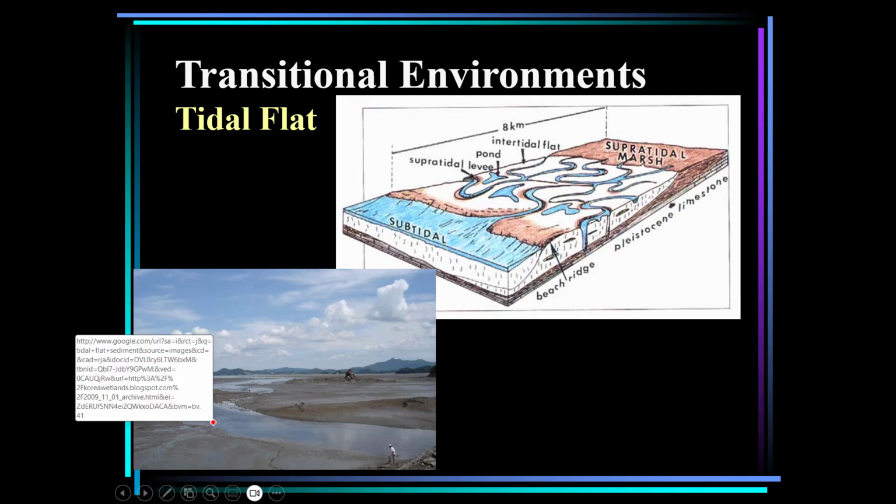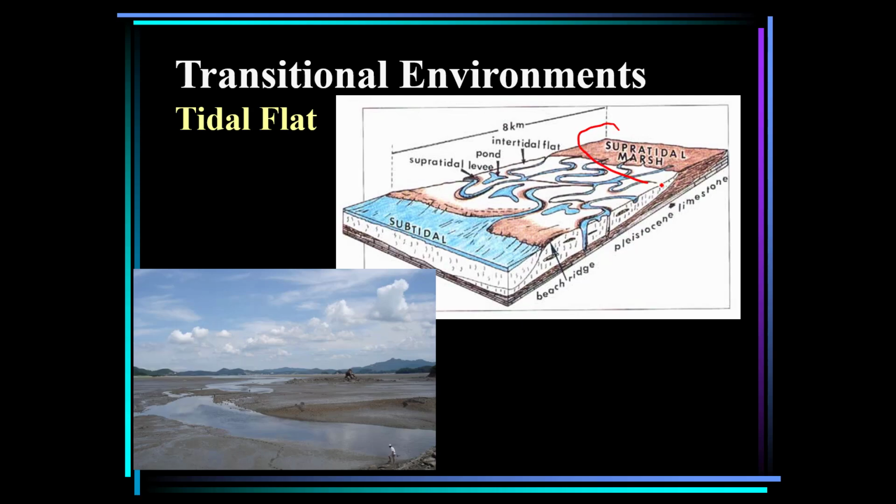The second transitional environment is the tidal flat. The tidal flat is the area which is completely, absolutely influenced by the tide. We have the supratidal zone, which is usually above the tide line, but sometimes during storms, it actually gets underwater. Then you have the intertidal flat. The intertidal flat is the area which is underwater during high tide and no water during low tide. And then you have the subtidal, which is always underwater.